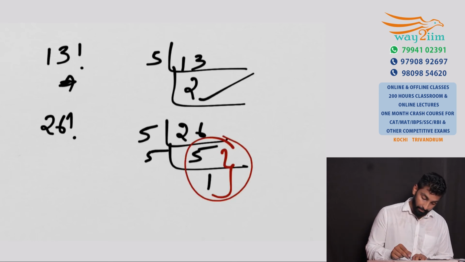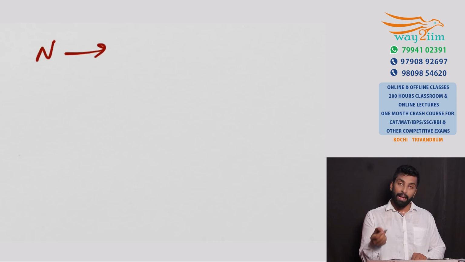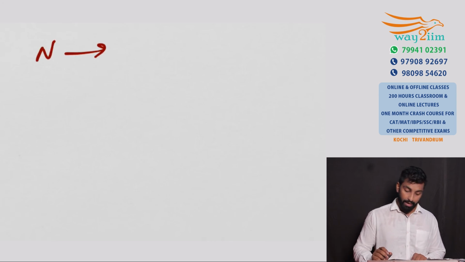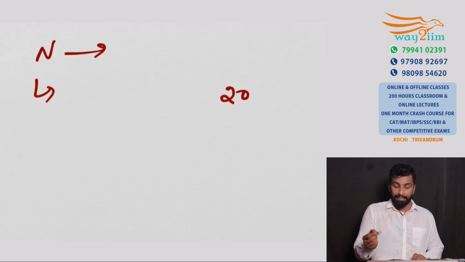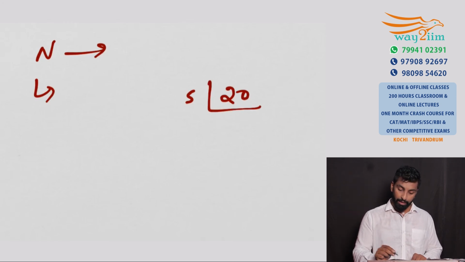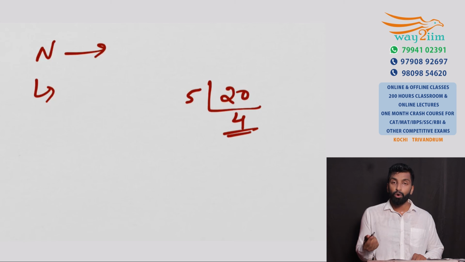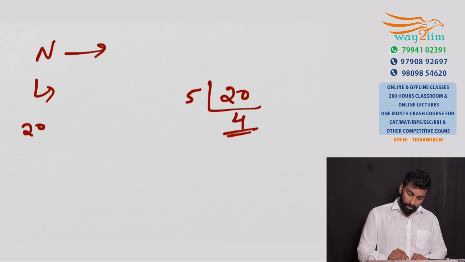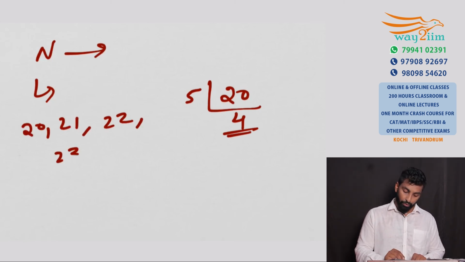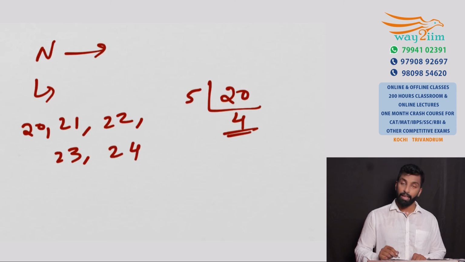Okay, one question which I've seen is, how many natural numbers are there such that their factorials end in 5 zeros? So I'm looking for a number whose factorial will end in 5 zeros. How many such numbers are there? Let's see how many zeros are there in 20. You'll divide by 5, and you understand there are 4 zeros. If you take 21, 4 zeros, 22, 4 zeros, 23, 4 zeros, 24, 4 zeros.